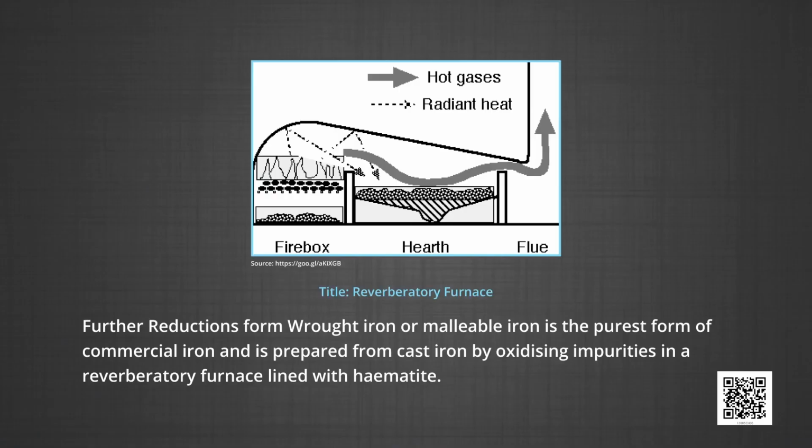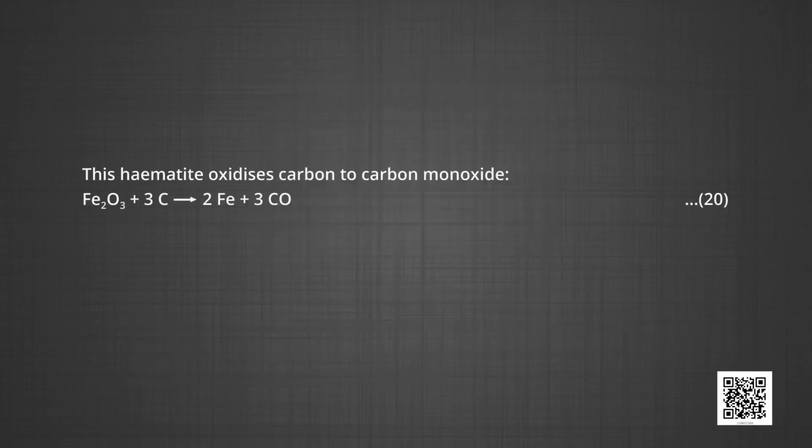Further reductions form wrought iron or malleable iron, which is the purest form of commercial iron and is prepared from cast iron by oxidizing impurities in a reverberatory furnace lined with hematite. This hematite oxidizes carbon to form carbon monoxide: Fe2O3 plus coke giving us iron plus carbon monoxide.